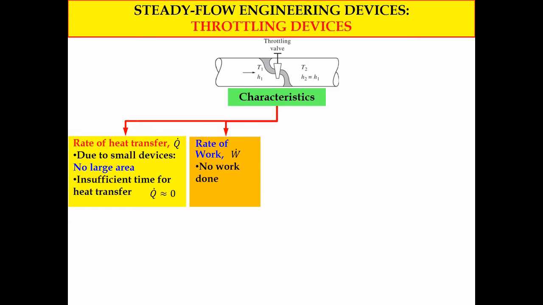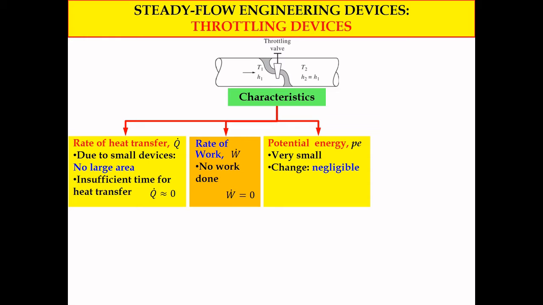Okay, next, the rate of work, W dot. No work is done for the throttling device because inside the throttling process, we don't have any mechanical movement, boundary work, and so on. Okay, so we consider W dot also equal to 0.